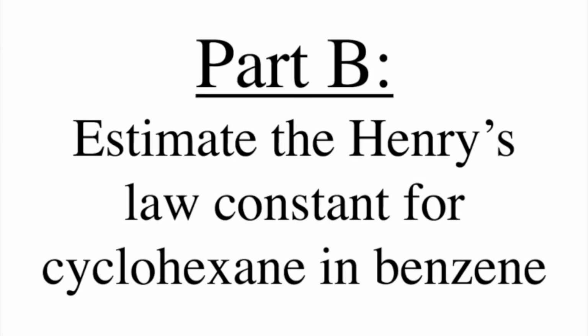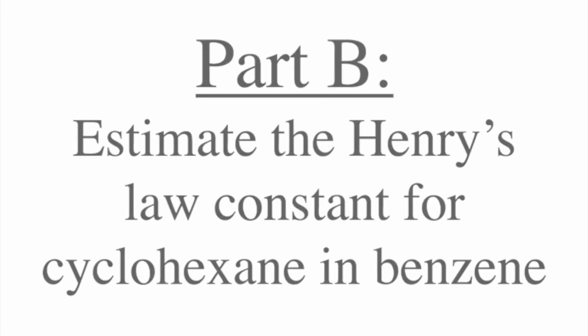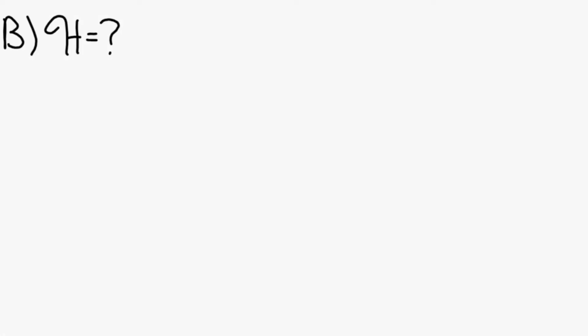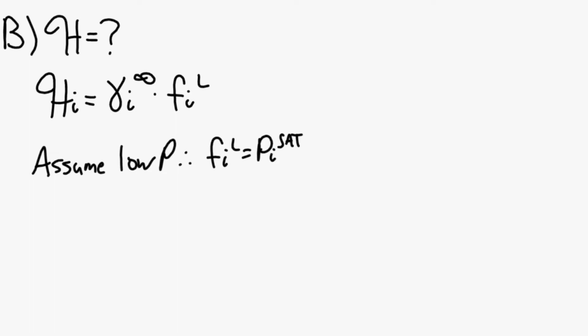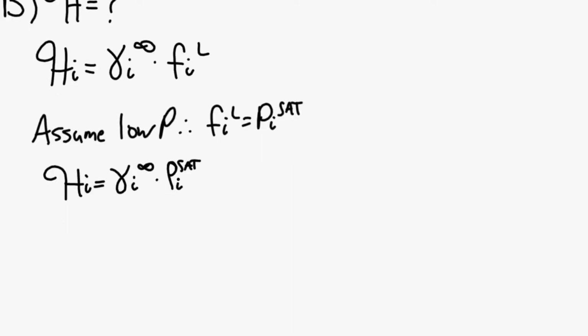Part B. Estimate the Henry's law constant for cyclohexane in benzene. To solve for Henry's law constant for cyclohexane in benzene, the equation we'll be using is the constant set equal to the activity coefficient at infinite dilution times the fugacity of cyclohexane. To make the calculation simpler, we'll be assuming that the pressure of the system is low, and therefore we can say that the fugacity is equal to the saturation pressure of cyclohexane, and then we can plug this back into the original equation. To solve for PSAT, we'll be using Antoine's equation.